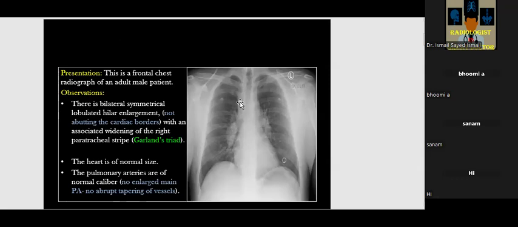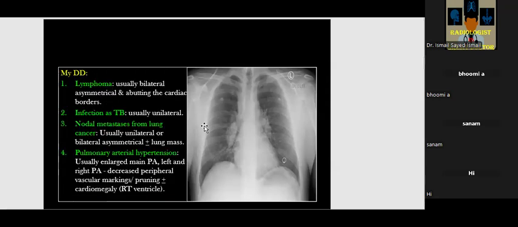In such case, comment on the right paratracheal stripe, sometimes aortopulmonary window. 1, 2, 3, 4 sign. 1 to 3 is relatively more common. It's called Garland's triad. Normal vessels can be seen through because the mimicker of this lesion is pulmonary arterial hypertension. Differential diagnosis, sarcoidosis on top of the list, but maybe lymphoma, usually bilateral, asymmetrical.